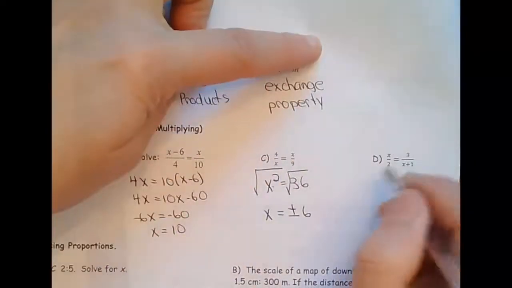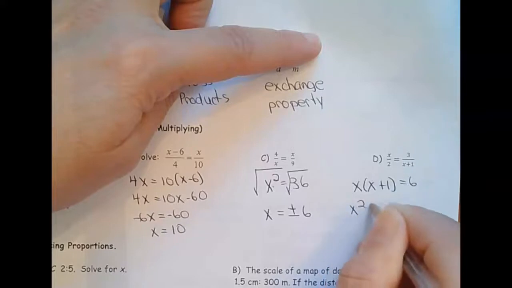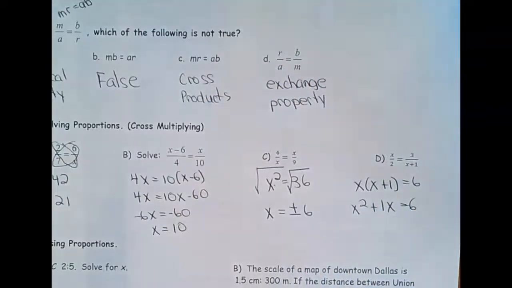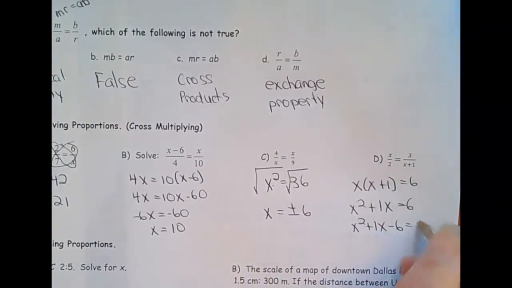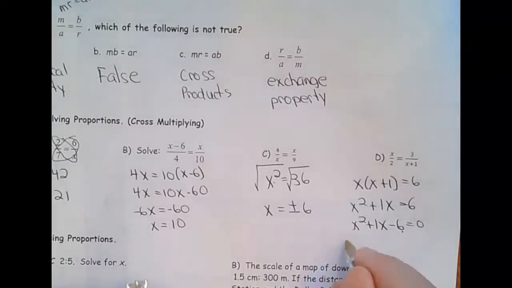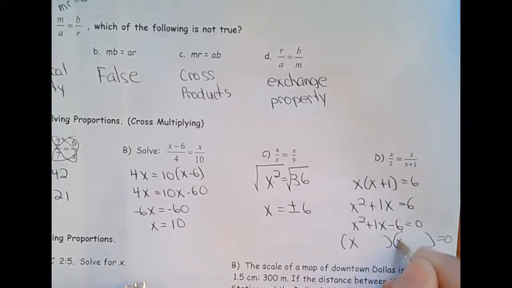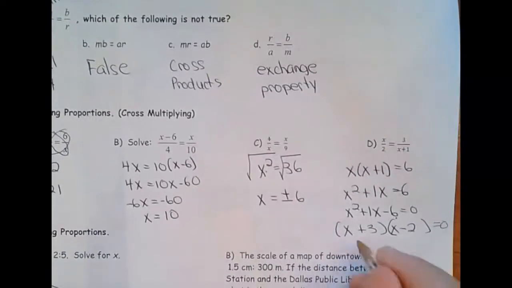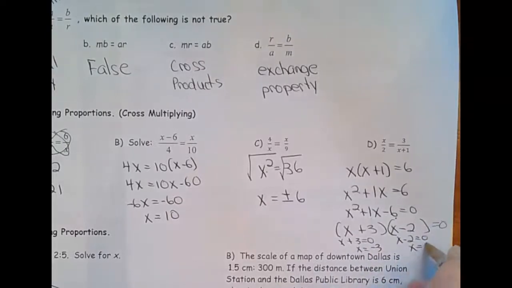The last one, again, we cross multiply. X squared plus 1x equals 6. This is quadratic. We're going back and doing a little review of factoring. We're going to subtract that 6. So if you recall, we're looking for two numbers that multiply to give you -6, but add to give you 1. We've got x and x. That would be a +3 and a -2. So when we set each of these equal to 0, we get x is -3 and x is equal to 2.